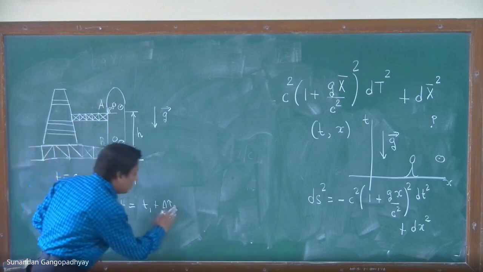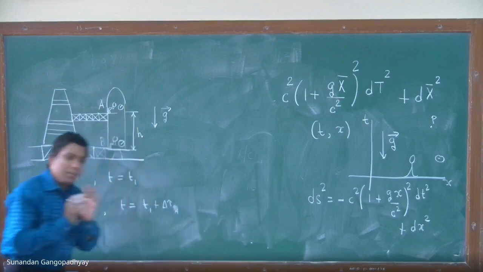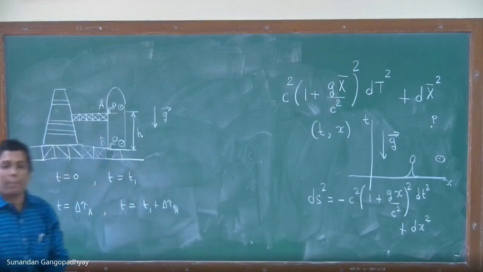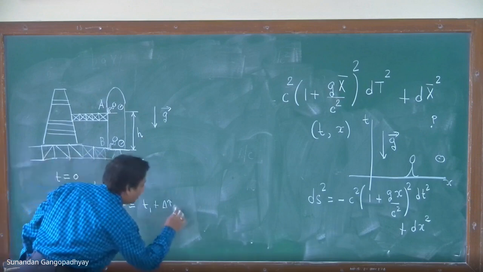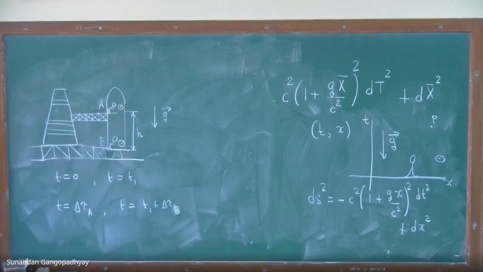You could have taken this to be delta tau a, taken it to be the same, and see what would have happened. You can do that. I will do it. In fact, I will do it. But let us assume in general that this is delta tau b.